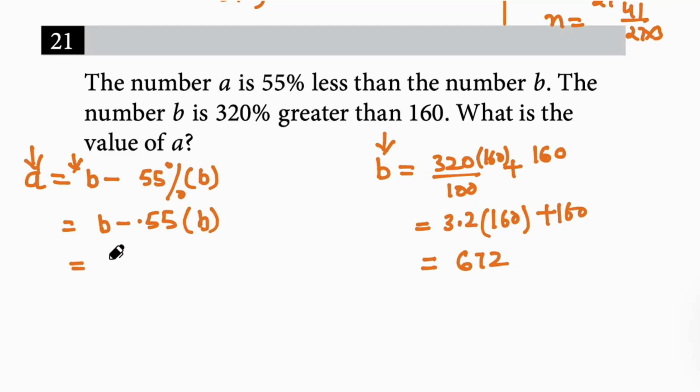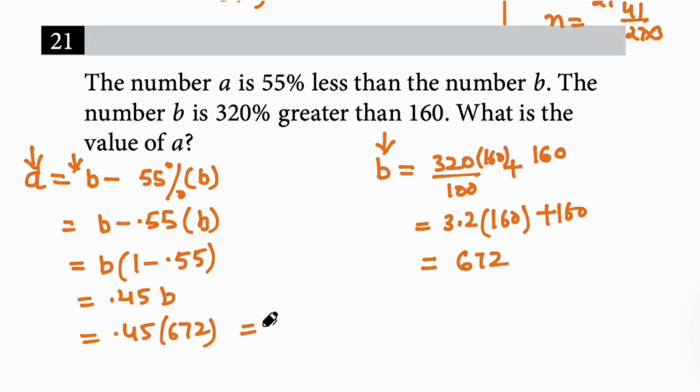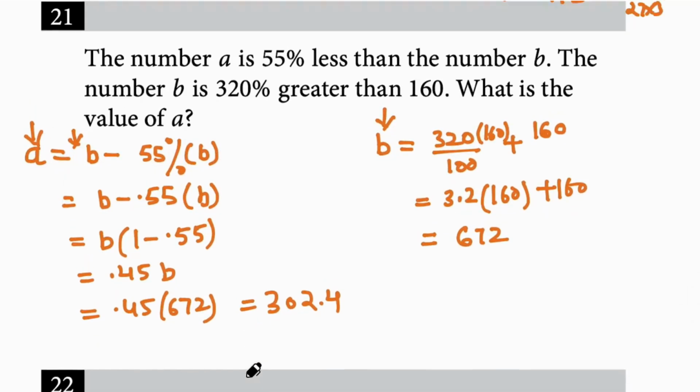So that is, take B common. It is 1 minus 0.55. So that means B. Now we will plug the value of B, which is 672. So that is equal to 302.4. So the value of A is 302.4. Okay.